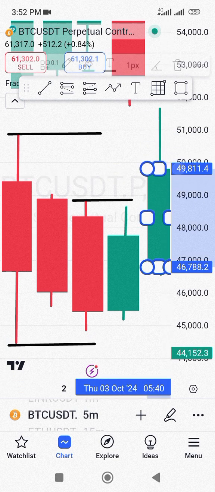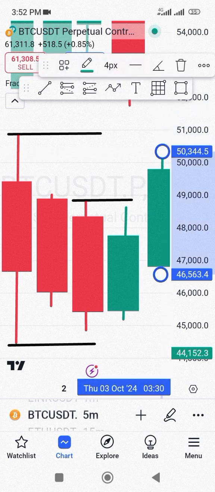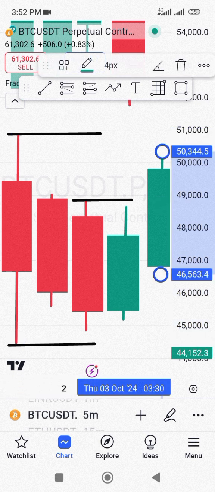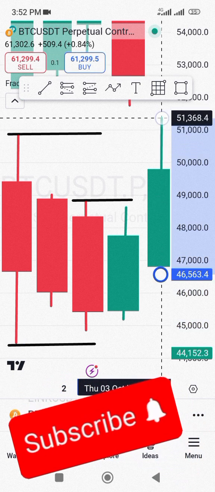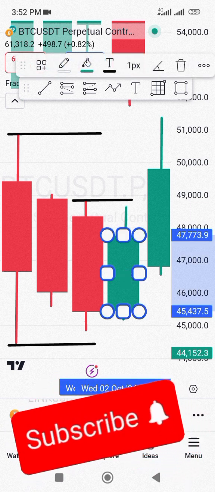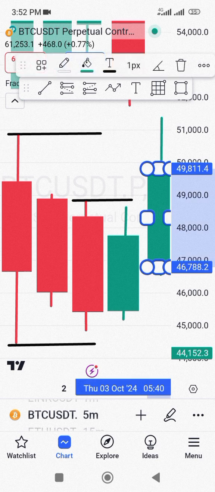If we have something like this, this is not valid. We don't have a valid pullback because this candle is the lowest. So we have to have something like this for it to be a valid pullback. This is not a valid pullback. It is a pullback, but it's not valid. But this is a valid pullback. It doesn't even matter where it started from.